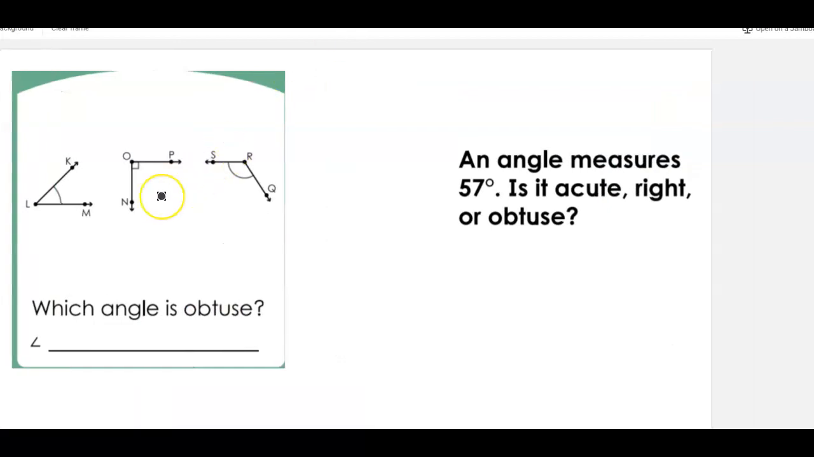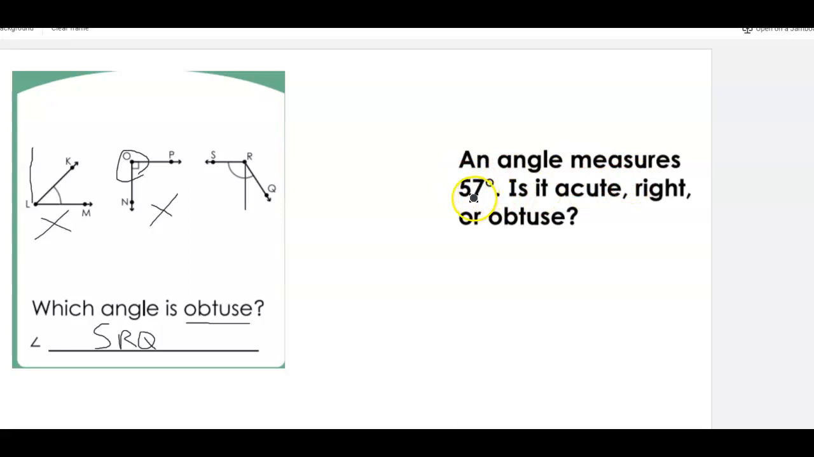Let's look at this. Which angle is obtuse? We've got angle KLM, angle NOP, and angle SRQ. Which angle is obtuse? Obtuse, more than 90. Well, this one's less than 90, right? Because 90 degrees would be here. So this is not this one. This one's exactly 90, right? Because look, there's the little 90-degree sign. And this one, well, 90 degrees would be like here, right? And look, it's more than 90. So angle SRQ is obtuse.